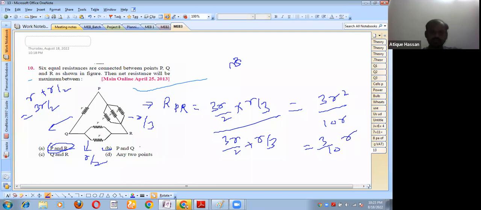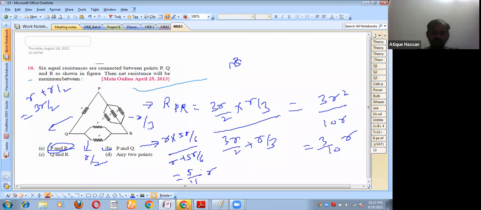And if you see between P and Q, what can you get between P and Q? These two are in series. So the parallel combination will be like this: 5R by 6 plus R plus 5R by 6. So here you will get 5 by 11, right?